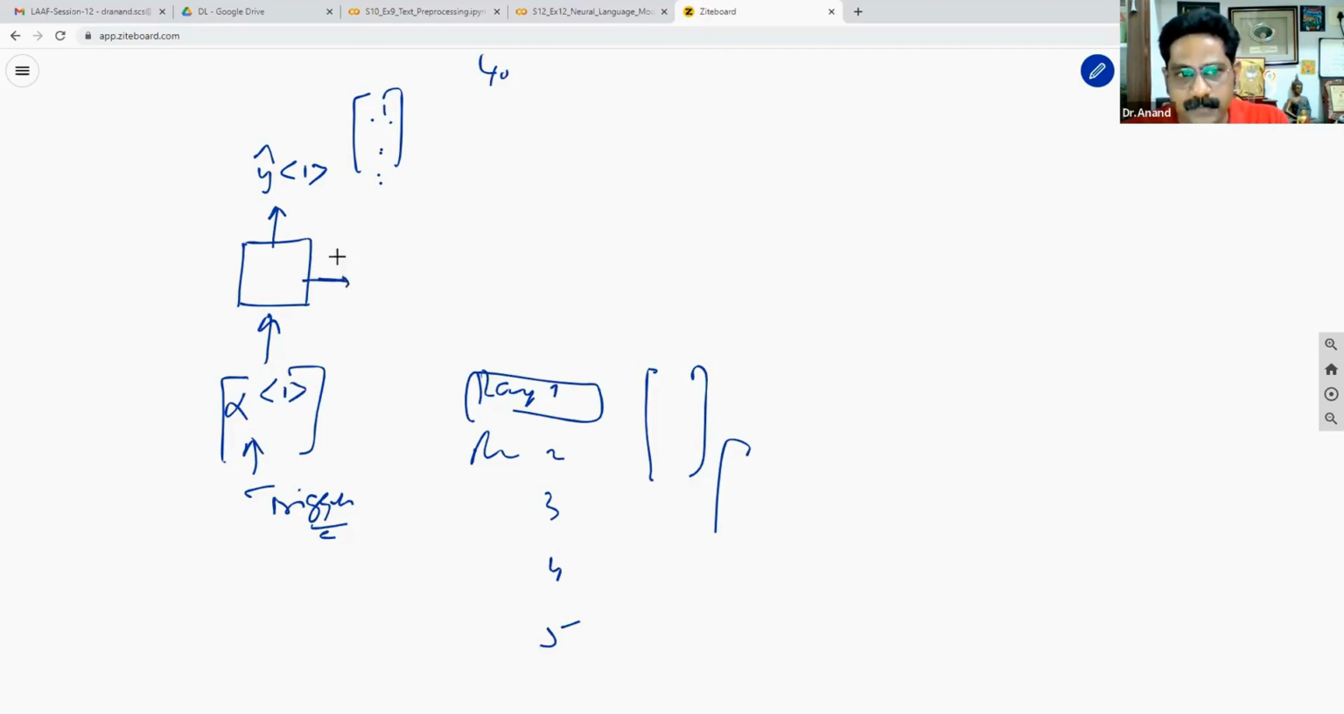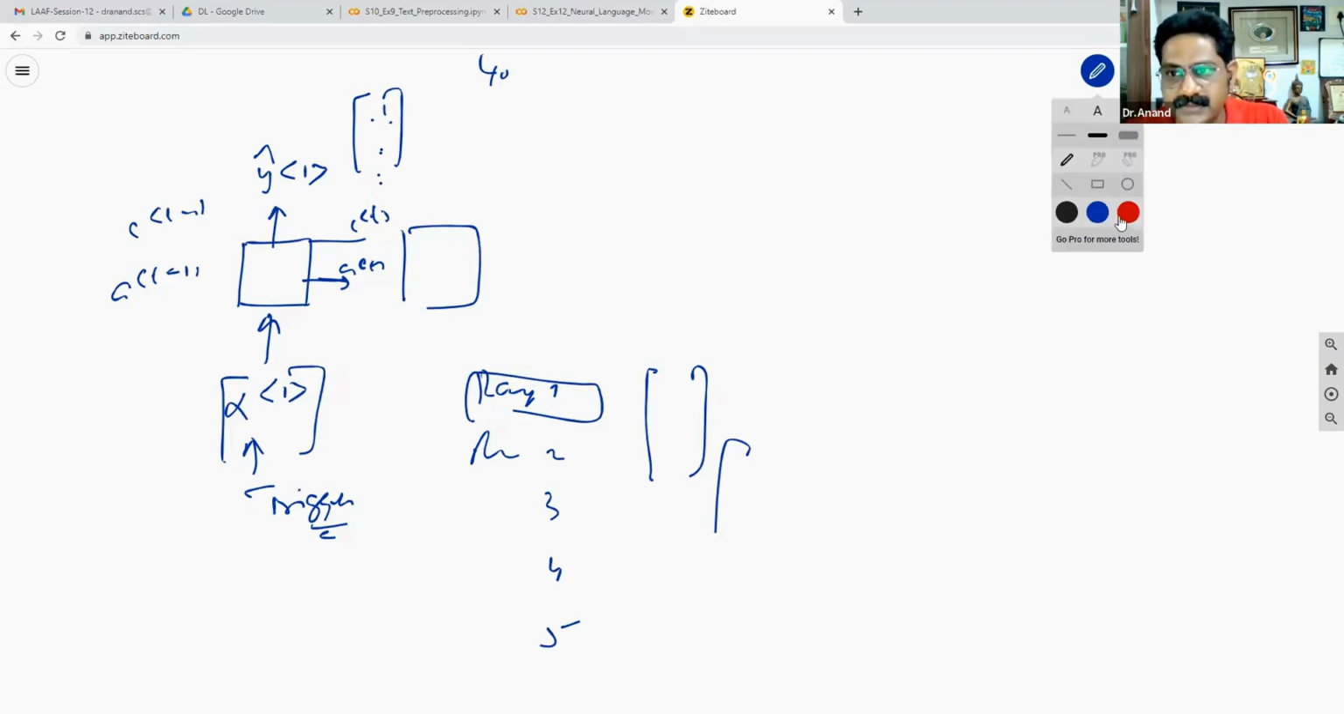And the memory units will be transferred to the next time instant. A of t as usual and long-term memory C of t will be transferred to the next instant. Initially, A of t minus 1 is 0 and C of t minus 1 will be 0, and A of t will be carried forward and C of t will be carried forward.